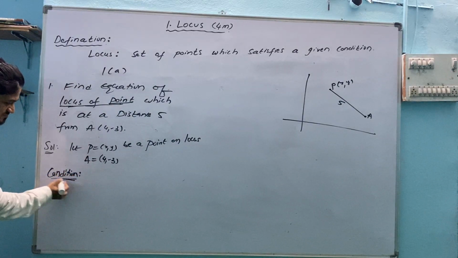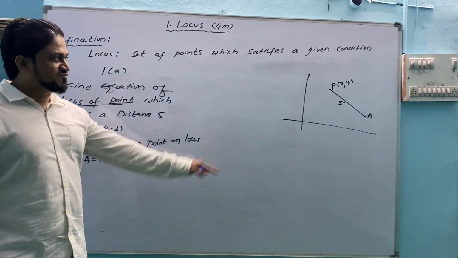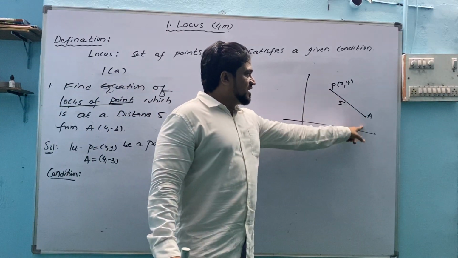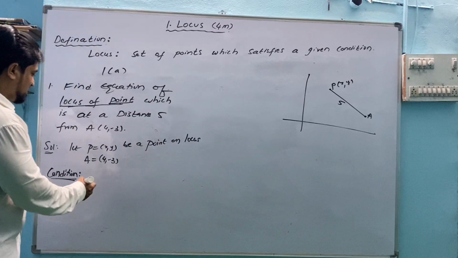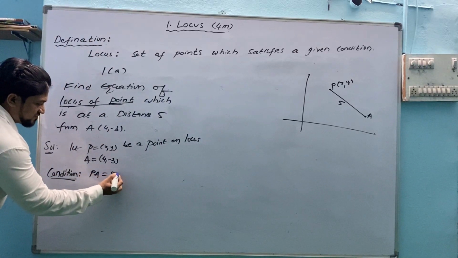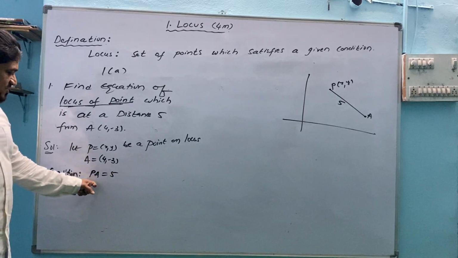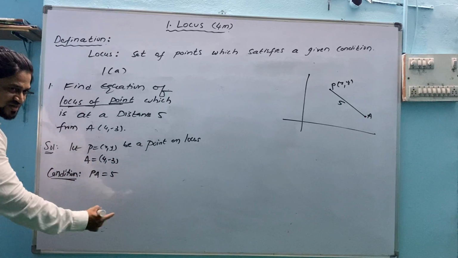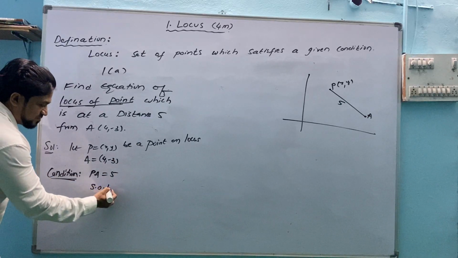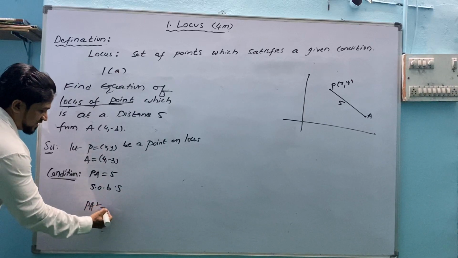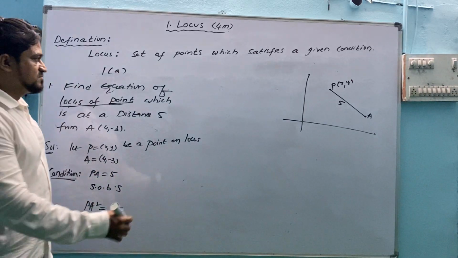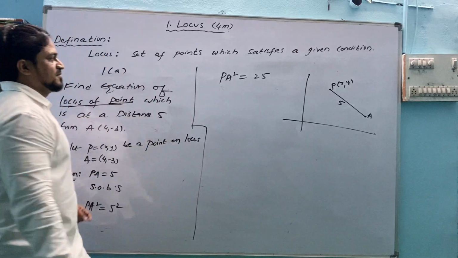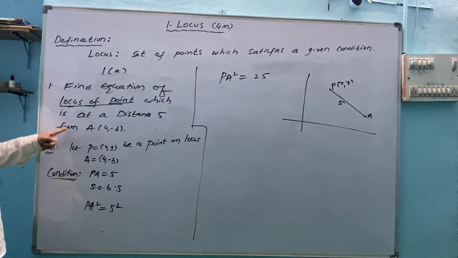Locus definition: the set of points which satisfy a certain condition. Which condition? Two points are given to us, and among these, PA = 5 is given. So what is the condition? From P to A, the distance is 5. If PA is 5, we should square this. Why are we squaring? So that we don't have to take the root all the time. To avoid the root, we square on both sides. So this becomes PA squared equals 5 squared. Now, PA squared equals 25.